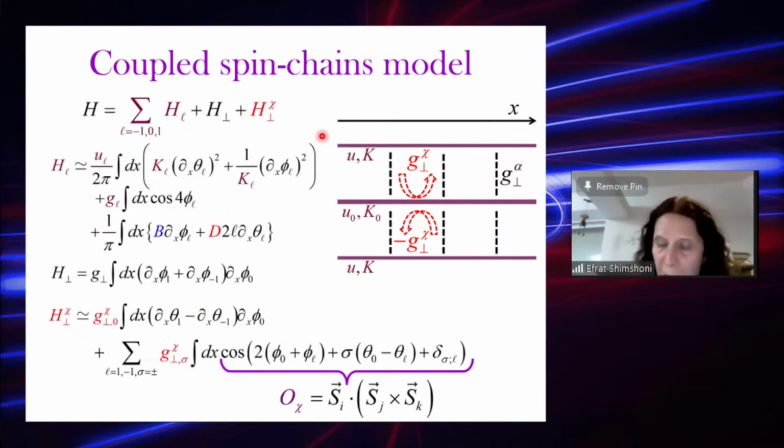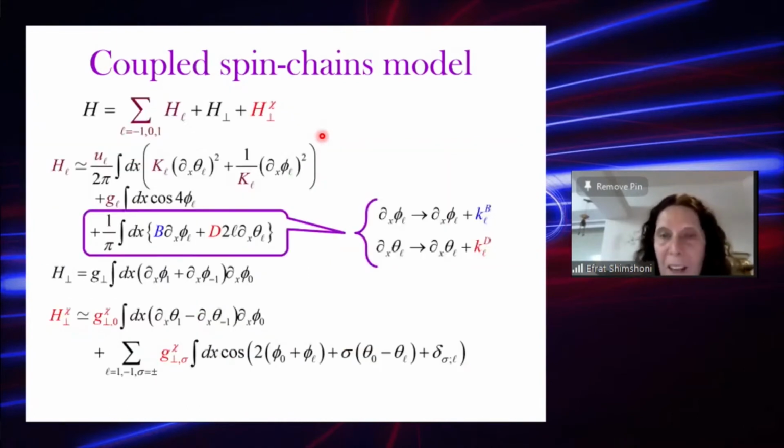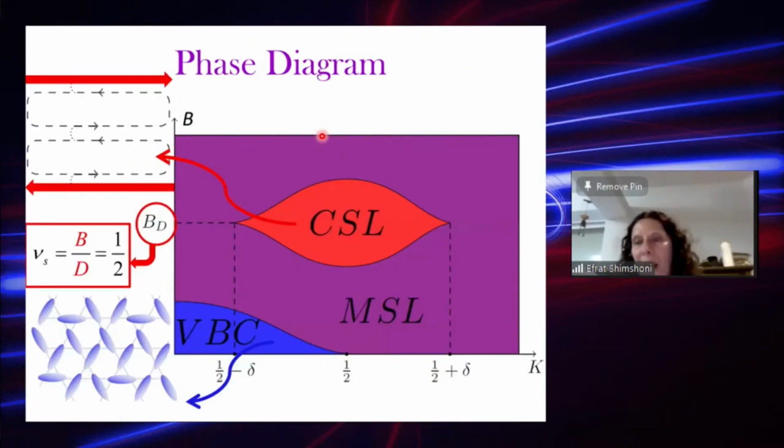Let me just go directly to the main result, and that's a phase diagram. In this phase diagram, I plot two parameters. The horizontal axis is the parameter K, which is a Luttinger parameter in the theory model. In reality, it corresponds to some anisotropy of the crystal.